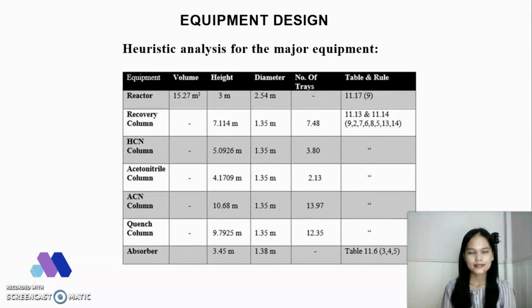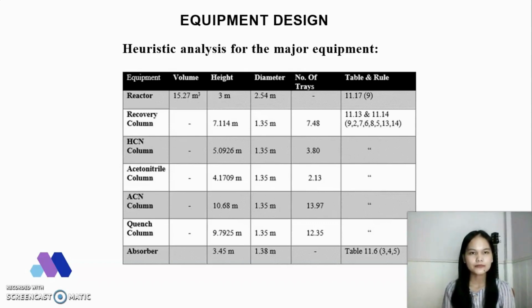My name is Azi Anastasia and I will present the equipment design part. As you can see here, this is the heuristic analysis for the major equipment. The first one is the reactor. The volume is 15.27 cubic meters, with a height of 3 meters and a diameter of 2.54 meters, and the table used is 11.17, rule number 9.